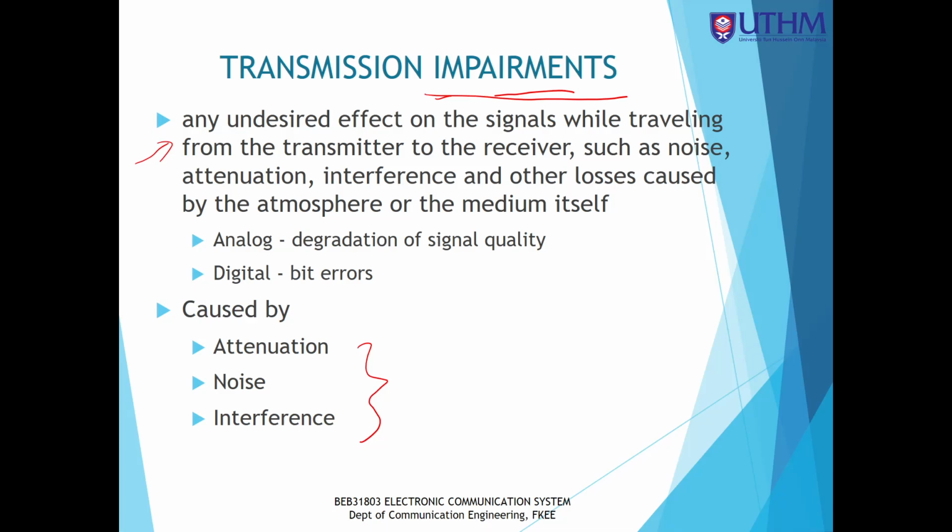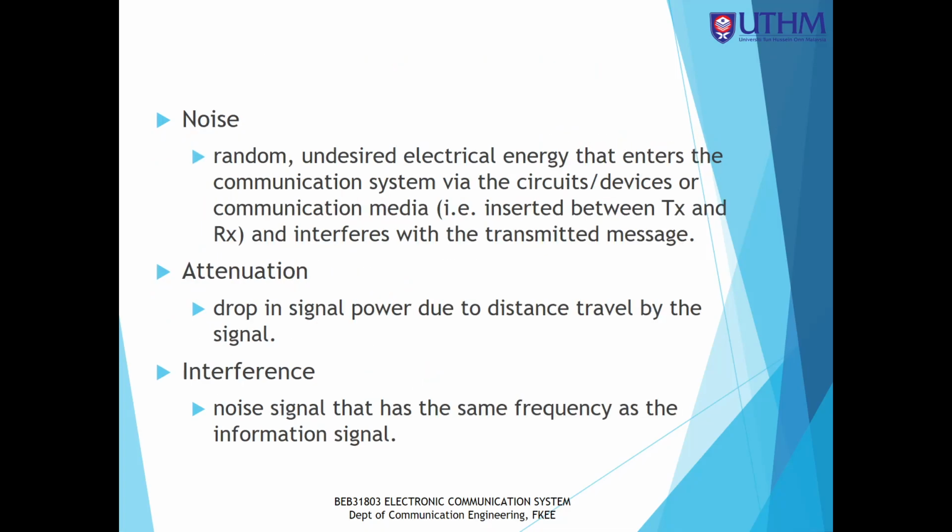So you see that transmission impairments for the analog system will degrade the quality of the signals, whereas in the digital system, it will affect the bit error. The bit error is going to be higher. Dalam digital signal, bit error akan menjadi tinggi disebabkan oleh impairment ini. Because of these impairments, the bit error rate is going to be higher. So, what are the causes of the transmission impairments? These are normally what we ask in the test and also in the final exam, exactly the same like this. These are among the favorite questions.